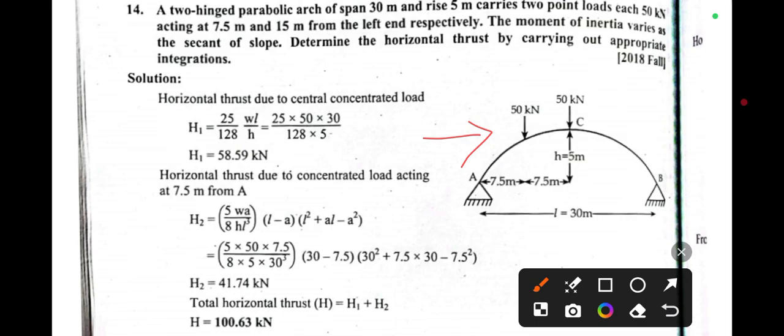Okay, and now you can see in the given question the moment of inertia values at the section are given, and we need to determine the horizontal thrust by carrying out the appropriate integration. So in this question we need to calculate horizontal thrust. Okay, and these two loads are given in the question. First one is 50 kN and second one is 50 kN.